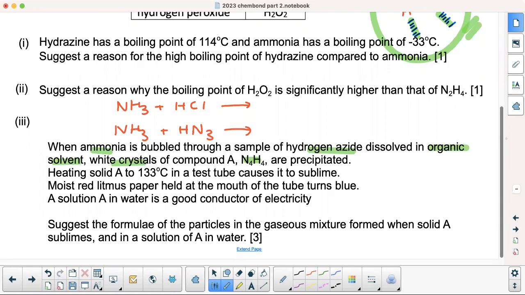What I help you to do is this part, the solution A in water. You should know what you wrote here. Then you must tell me what's the gaseous mixture. Some of you have not given me. What's the formula of the particles in the gaseous mixture? It is sublime, moist red litmus paper turns blue. So what's the gaseous mixture?